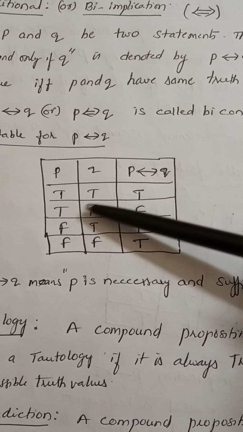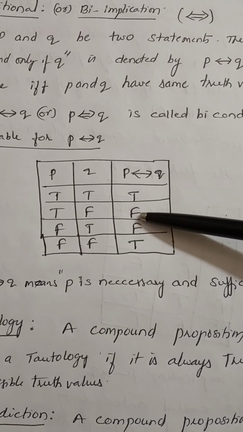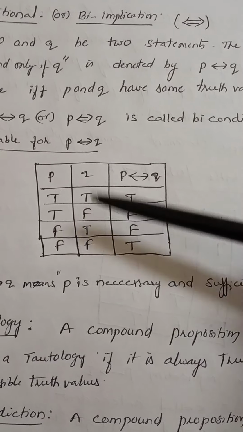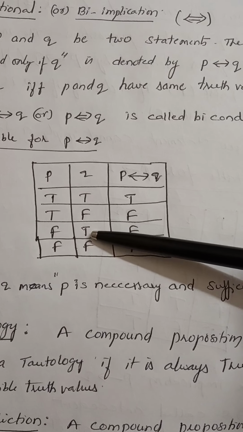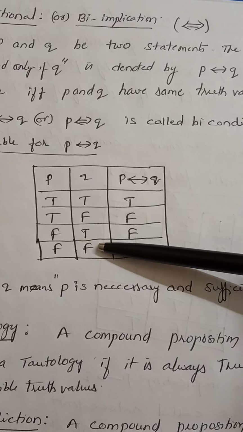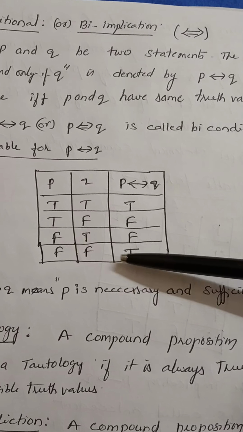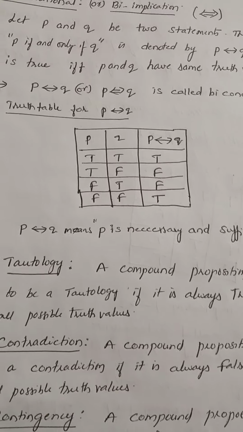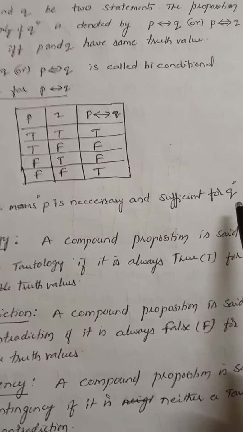Next one is true, false. P is true, Q is false. The answer is false because P and Q have different truth values. Next case, first one is false, second one is true, therefore the result is false. Next, the fourth combination, false and false, right? Both P and Q have the same truth values, therefore it is true. This is called biconditional. P double arrow Q means P is necessary and sufficient for Q.